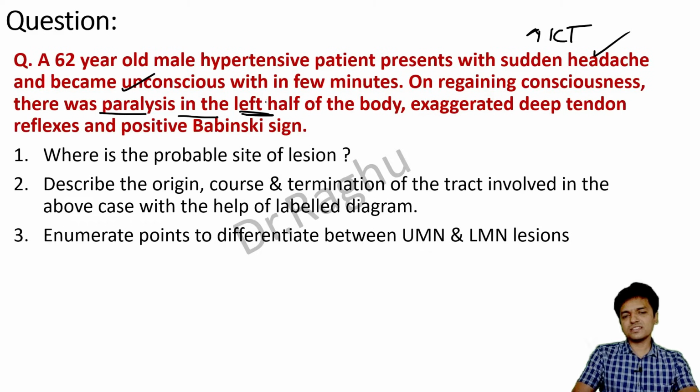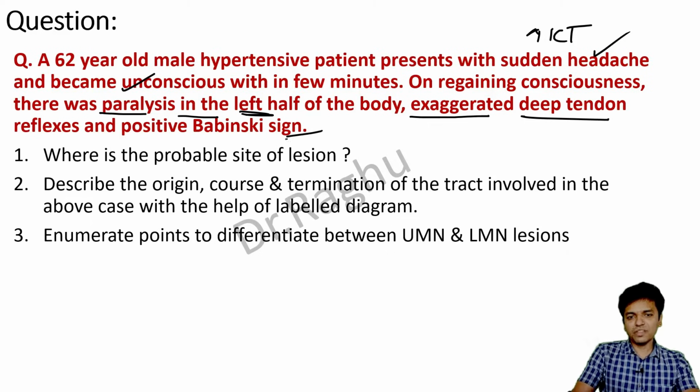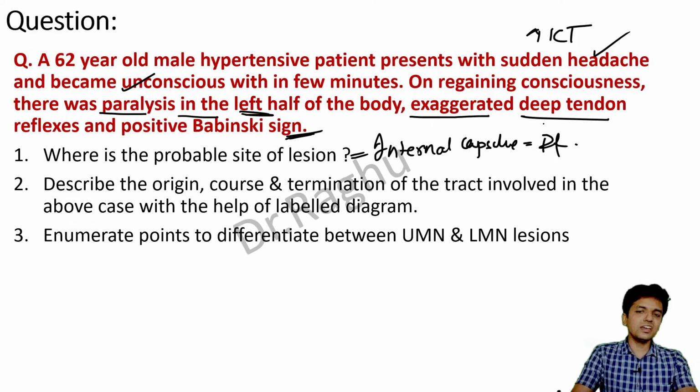Okay. On regaining consciousness, what is seen? There is paralysis in the left half of the body. If there is paralysis in the left half of the body, where do you think is the lesion? The lesion should be on the right side. There are exaggerated deep tendon reflexes, and there is also a positive Babinski's sign. So all these things are pointing towards an upper motor neuron lesion. The first question says, where is the probable site of lesion? The most common site of lesion, again I am telling you, is at the level of the internal capsule. Which side? The right side. Or I can also say right-sided pyramidal tract lesion, probably at the internal capsule.